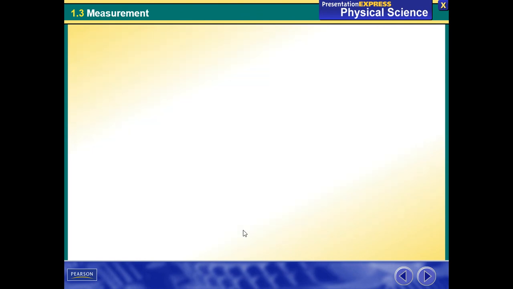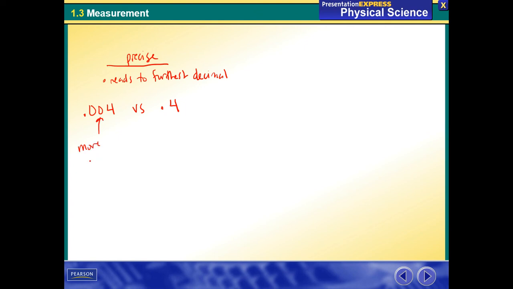I'm going to kind of round that up with my own example. Something is precise if it reads to the furthest decimal. So for example, 0.004 versus 0.4. This is going to be more precise because it can read to more decimal places.